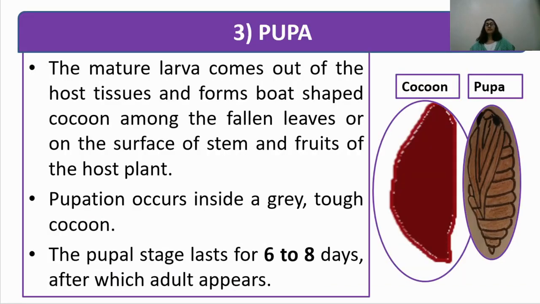The third stage is the pupal stage. Here you can see the diagram of pupa, cocoon. The mature larva comes out of the host tissues and forms boat-shaped cocoon among the fallen leaves or on the surface of stem and fruits of the host plant. Pupation occurs inside a greyish tough cocoon. The pupal stage lasts for 6 to 8 days, after which adult appears.